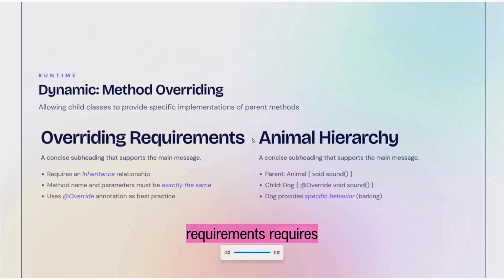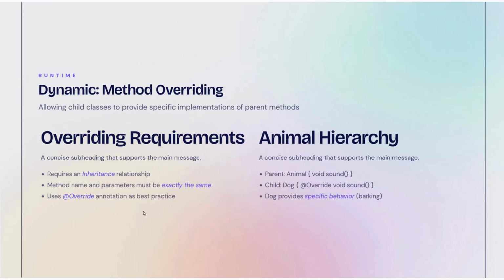Okay. So overriding requirements: it requires an inheritance relationship. Method name and parameters must be exactly the same. Okay. Uses override annotation as the best practice. Okay. So here, in order to achieve method overriding, you need to have the same method name and same parameters. Parameters cannot be different. Okay. And you should use override annotation as the best practice. So it requires an inheritance relationship.